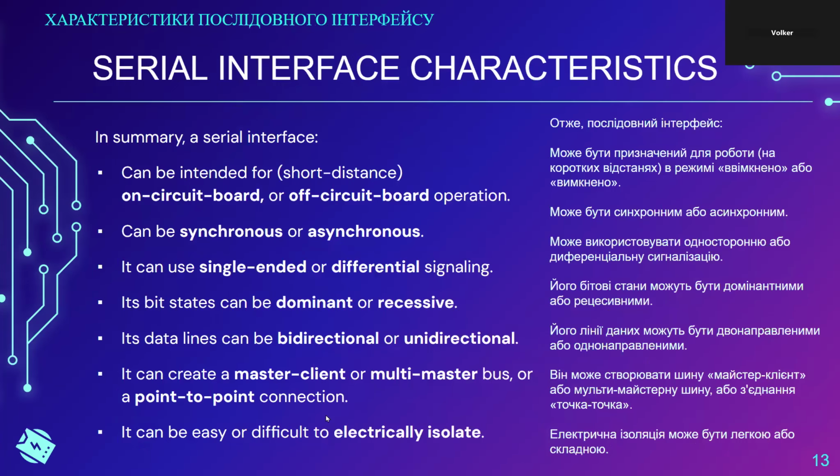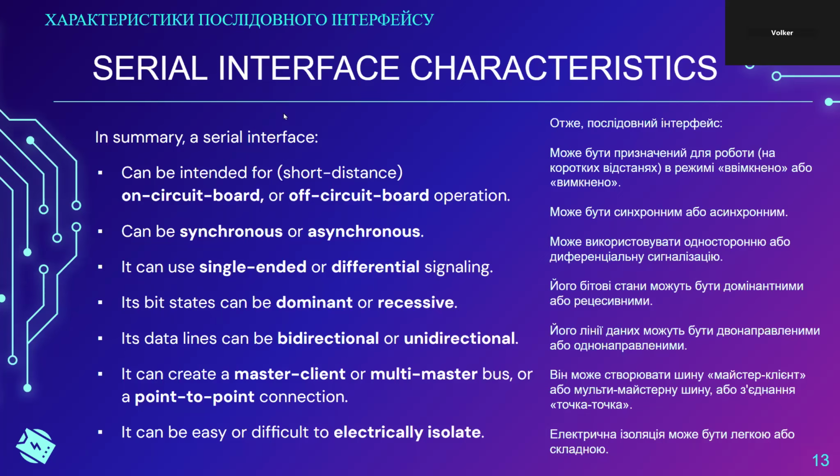Okay, next slide. Oh, that was one too much. So this is kind of like the introduction into the differences of serial buses. I just want to summarize again. A serial interface can be intended for short distance on-circuit board or off-circuit board operation. Off-circuit board operation usually uses differential drivers because of its increased noise immunity. On-circuit board usually uses single-ended buses.